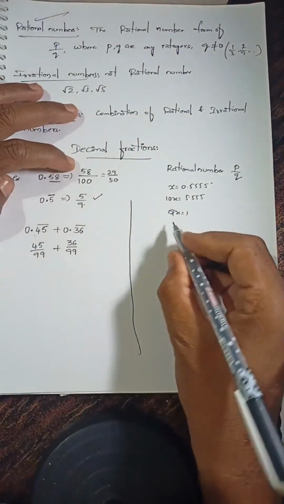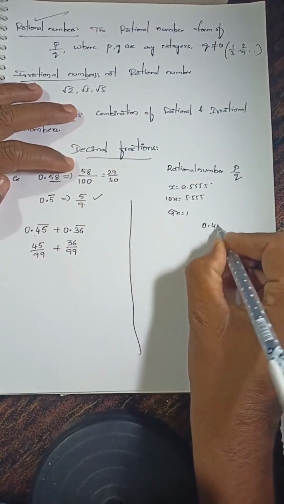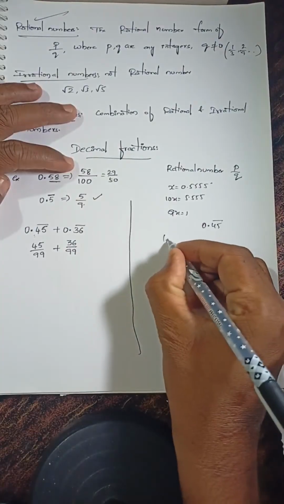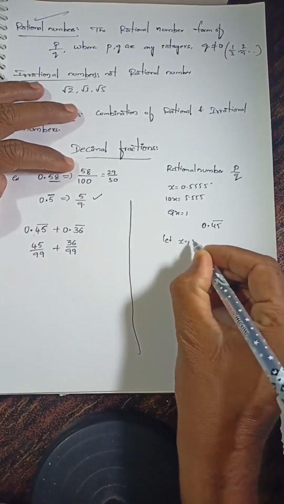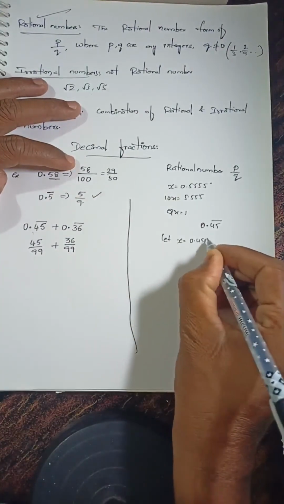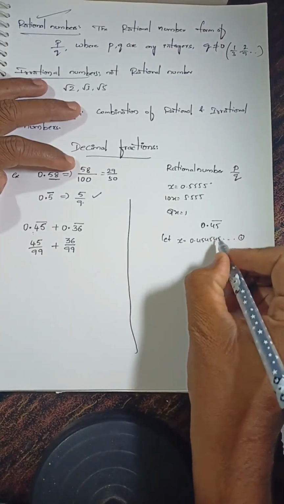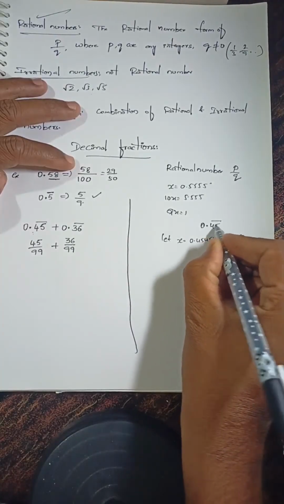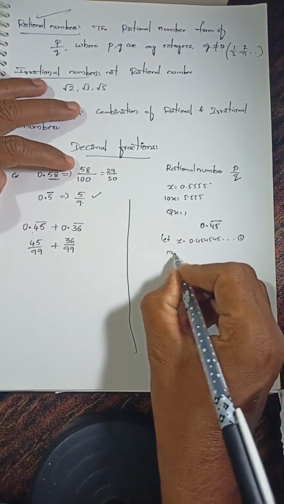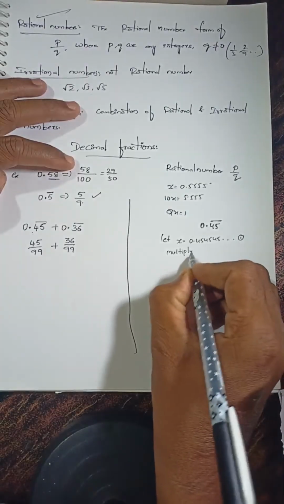I am doing this problem like this. For example, if you are doing 0.45 bar, let x be 0.45, 45, 45 and so on. This is equation number 1. Bar is for 2 digits. Now I am multiplying with 100.